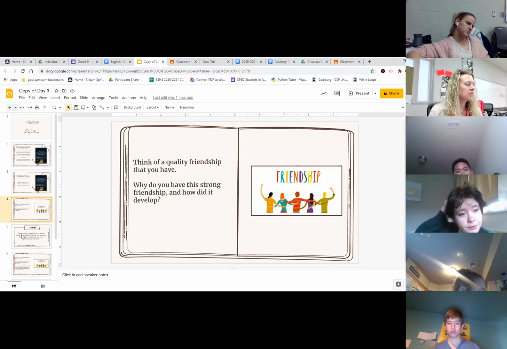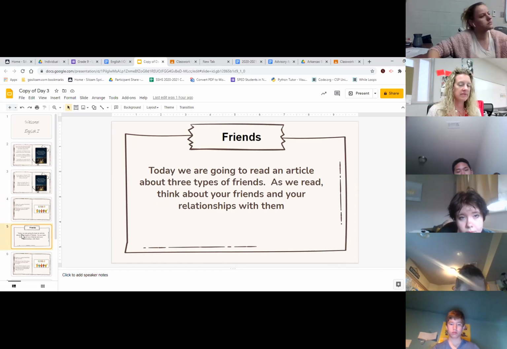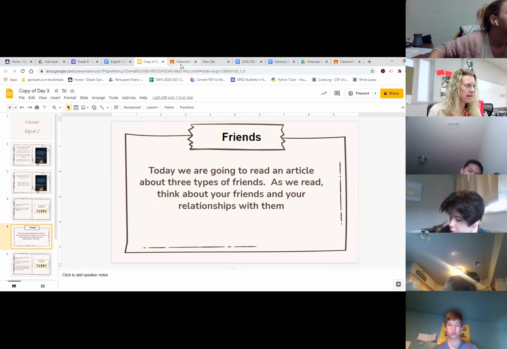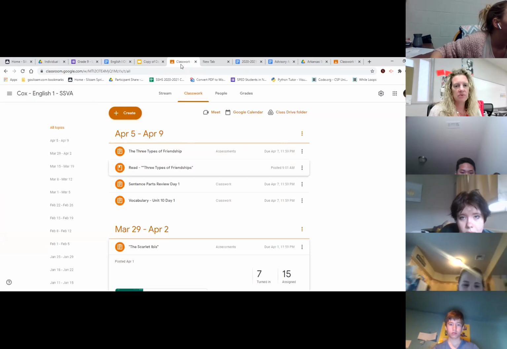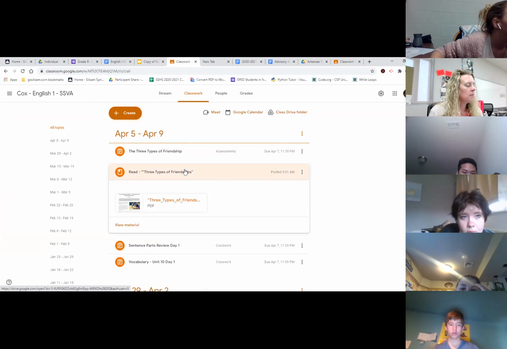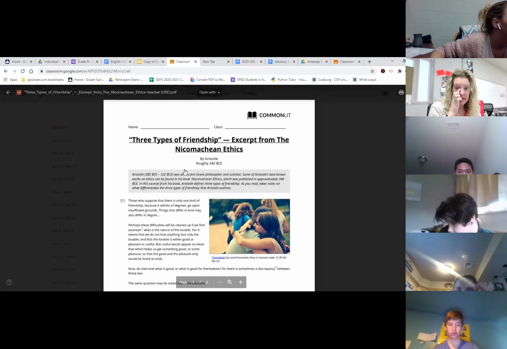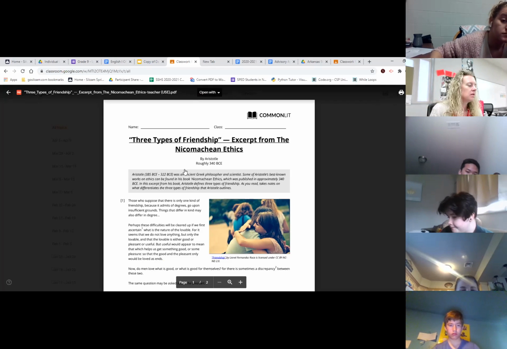So we're going to read an article, and it's a short article. It's about friends, the types of friendships you have. If you will go to your classroom page, it's called The 3 Types of Friendships. It's on Classroom, and it's an article. Is everybody there? Did everybody find it? Yes, thumbs up. Okay, all right.